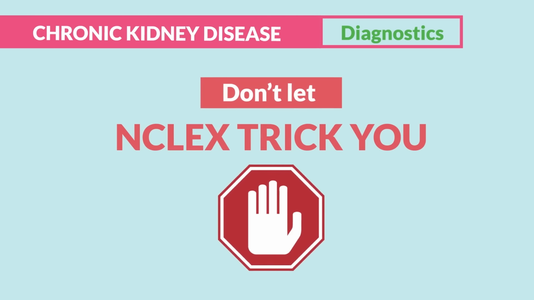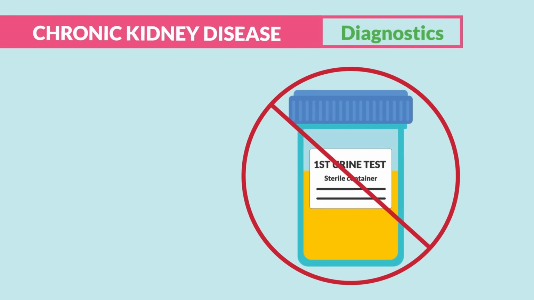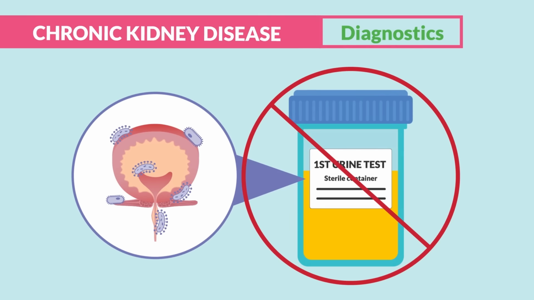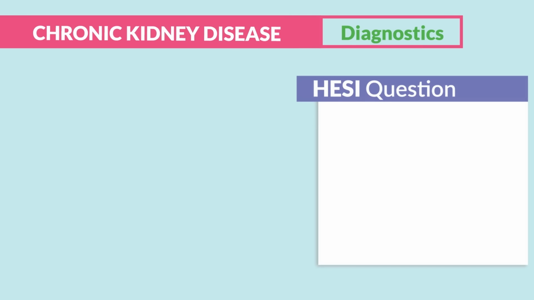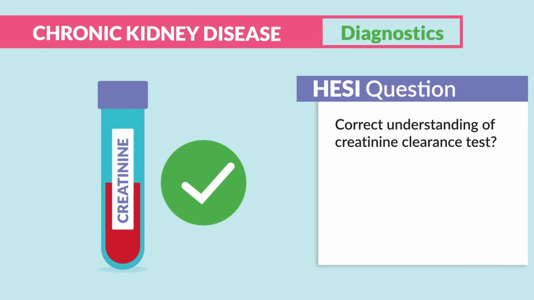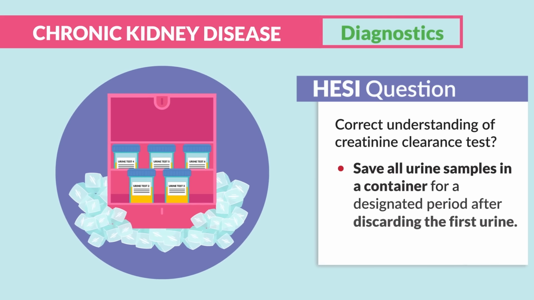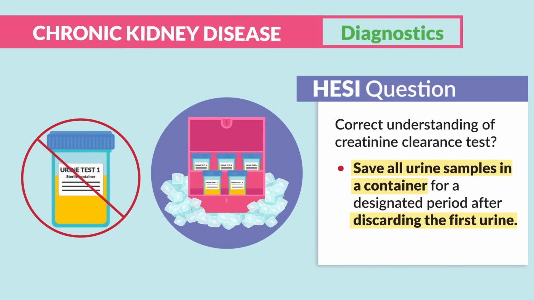Now, don't let the NCLEX trick you here. We do not need a midstream sample or a sterile container. That's mostly used for UTIs when you're checking for bacteria or infection. Now, a HESI question asks, what's the correct understanding of creatinine clearance test? And the answer is to save all the urine samples in a container for a designated period after discarding the first urine. So you kind of see how those two key points are tied in there.